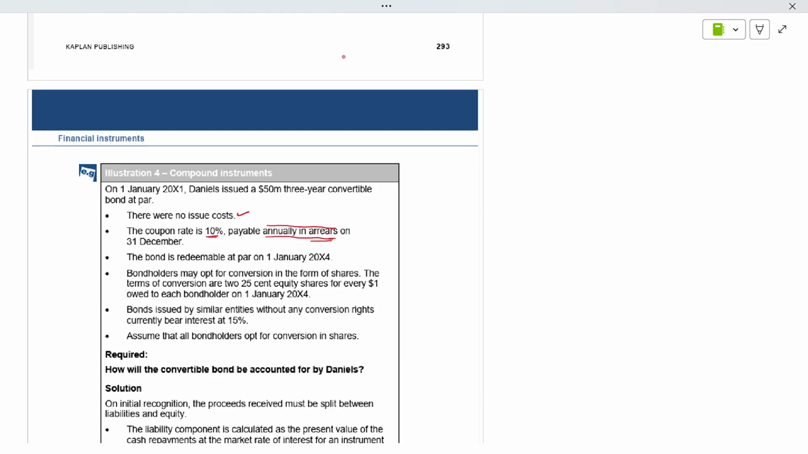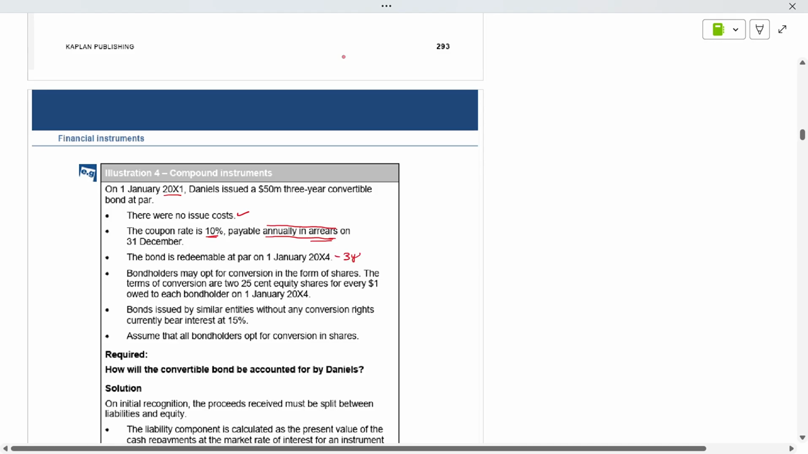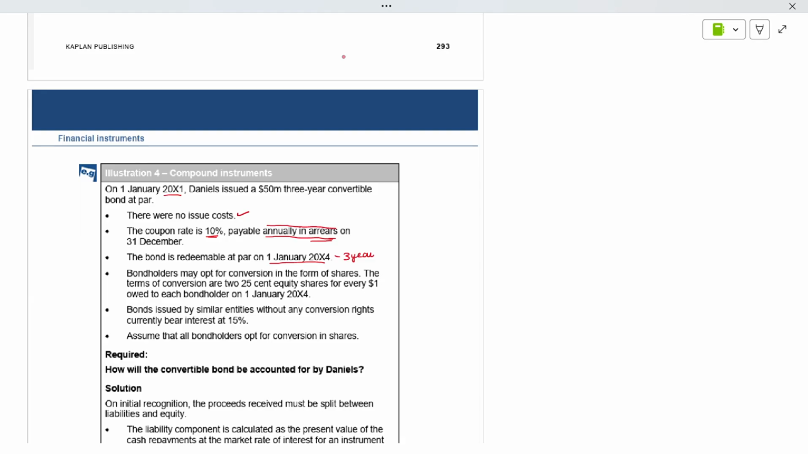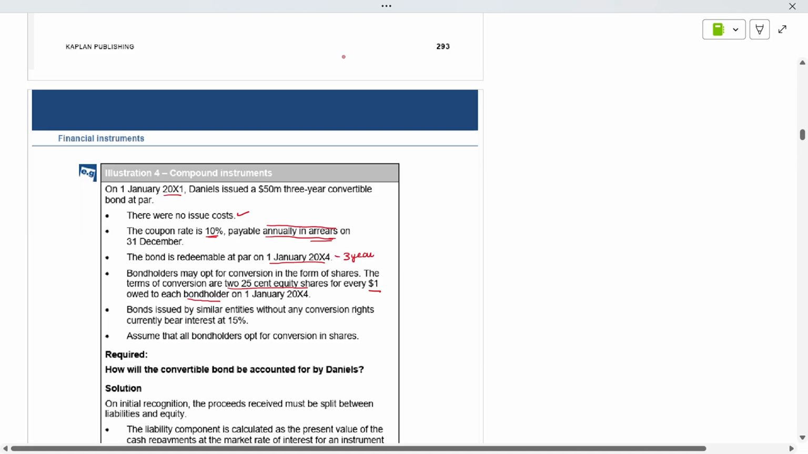The bond is redeemable at par. They have issued in 2001. How many years are there? 3 years are there, from 1st January: 2001, 2002, 2003. They have the option of conversion. The terms of conversion are 25-cent shares for every one bond owned, for every $1 owed to the bondholder. They are giving you 25 cents of equity shares.